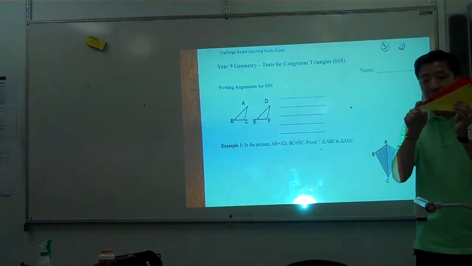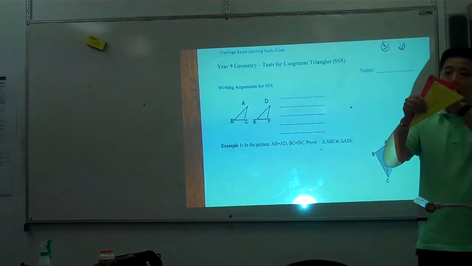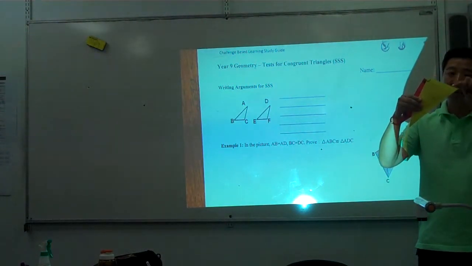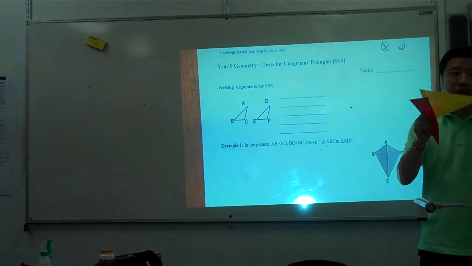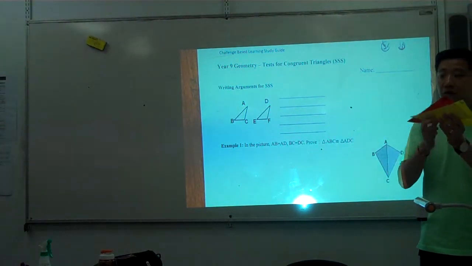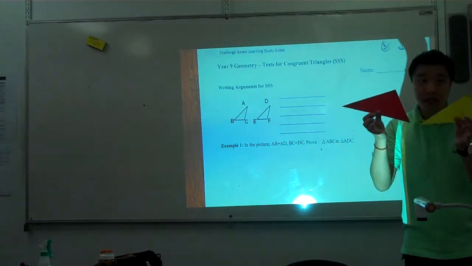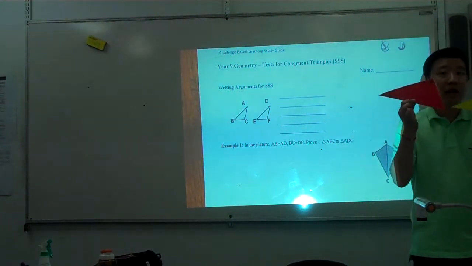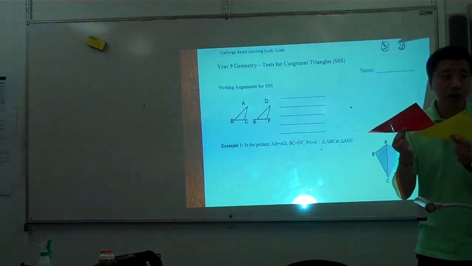So if we measure this side, and I mark the same side, and I measure this side, and then I draw the same side, and I measure this side, and then I draw this side. So if I make sure three sides are equal, these two triangles are congruent. Alright, they are identical, they are the same. So we say congruent triangles.